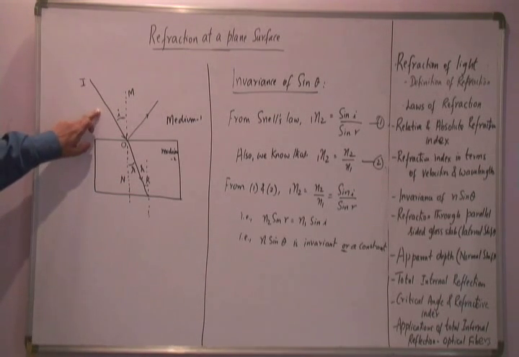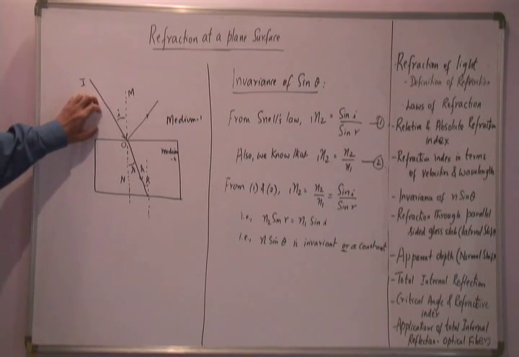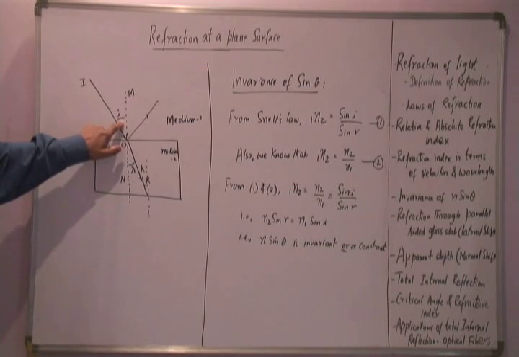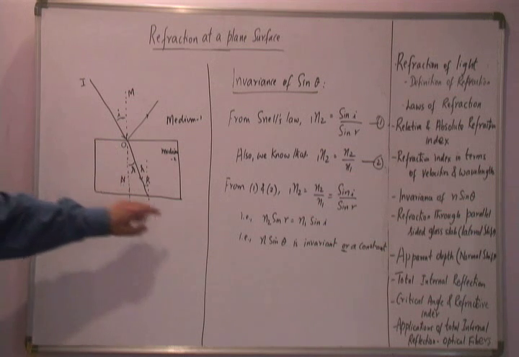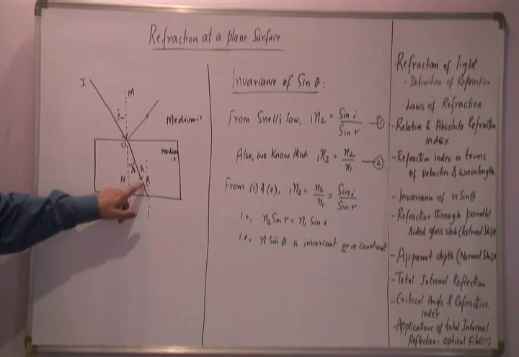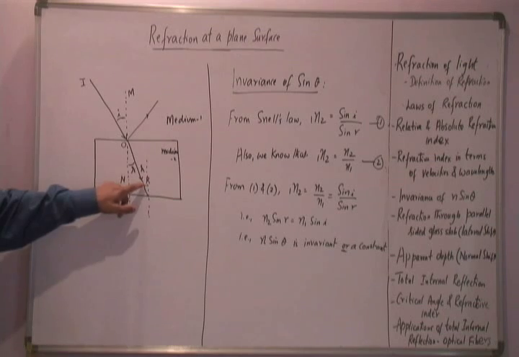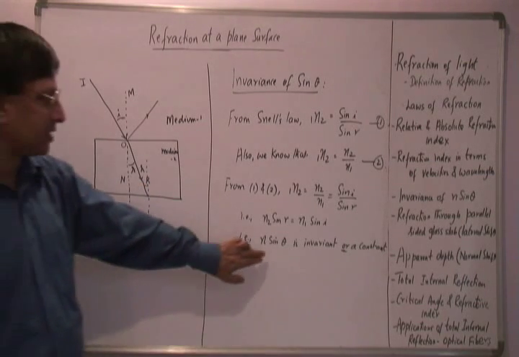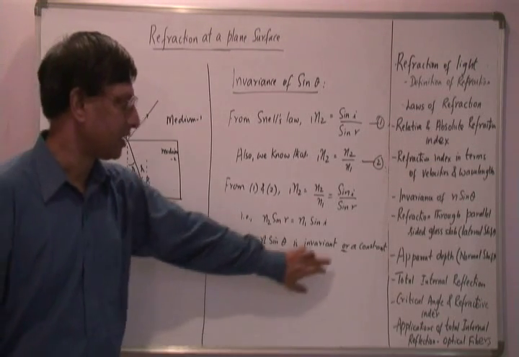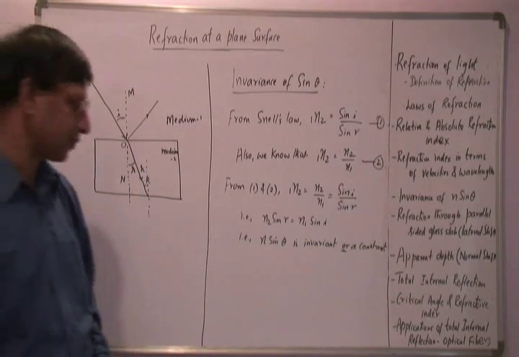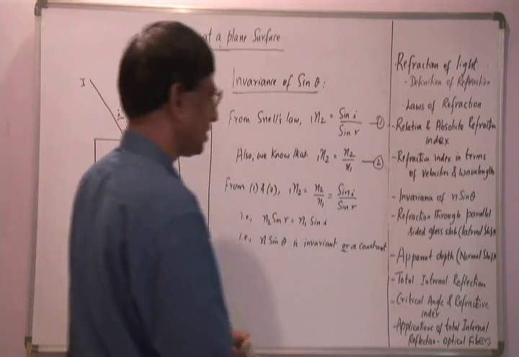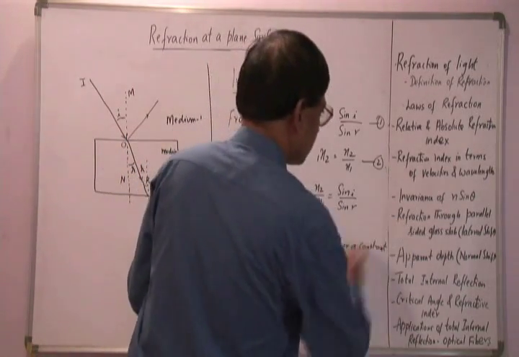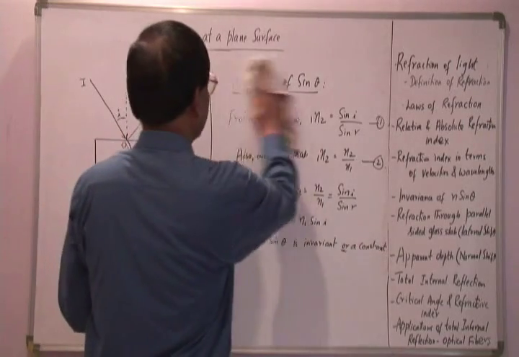So in this case, N1 sin I, N1 the absolute refractive index in medium 1 multiplied by sin I, is the same as the absolute refractive index in medium 2, that is N2 multiplied by sin R. Which means that N sin theta is invariant or is a constant. So with this we have covered this aspect of invariance of N sin theta. We will now move on to the next topic, that is about the lateral shift.